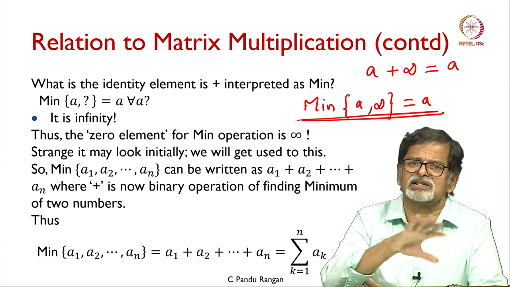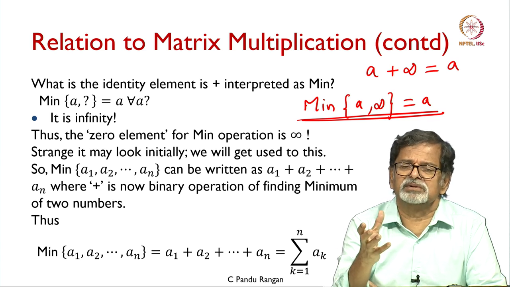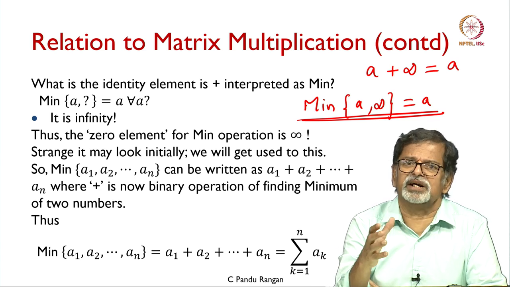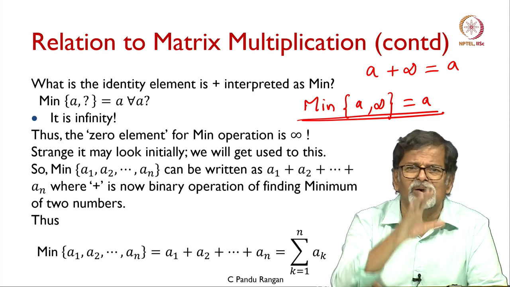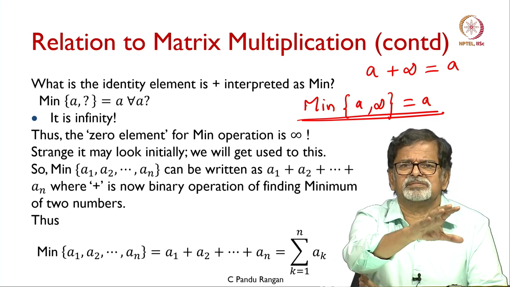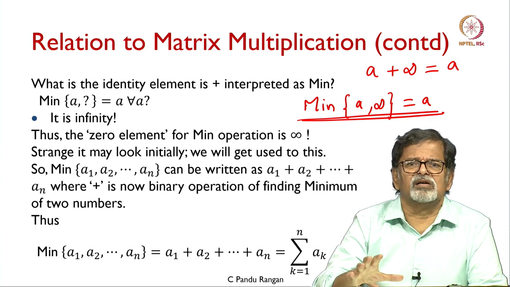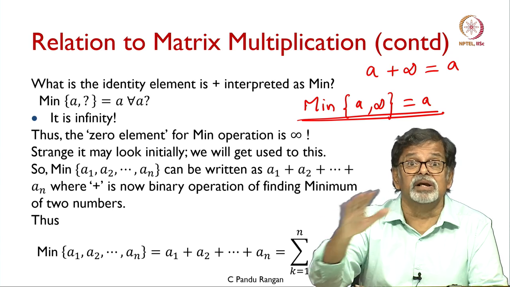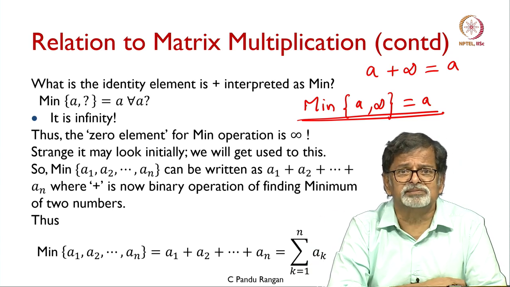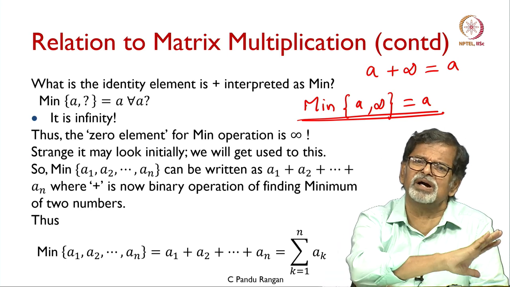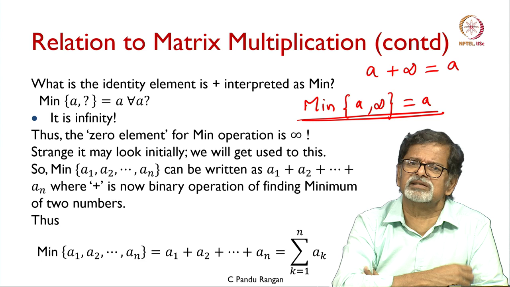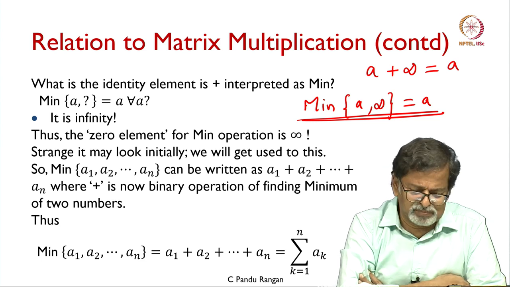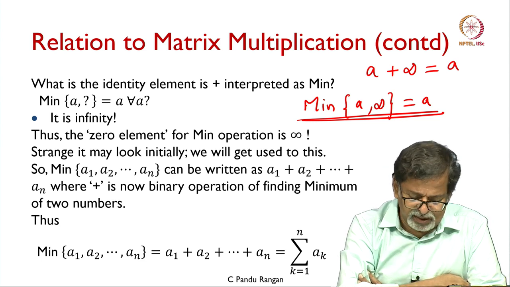The operation is associative, and the operation is commutative. Therefore, all the properties that plus has for sum, min also has. So, whatever you have done in that interpretation, you can carry out under this interpretation also.